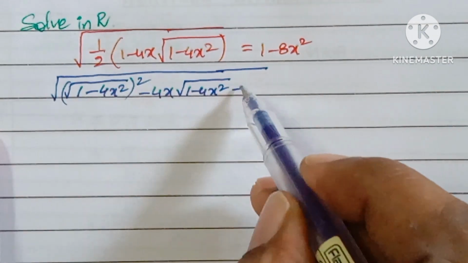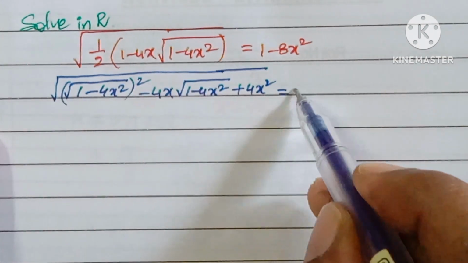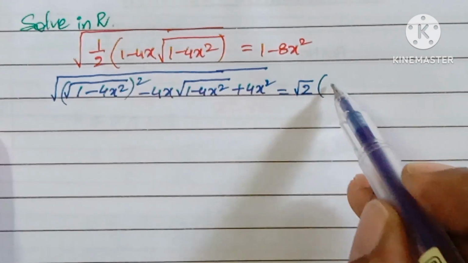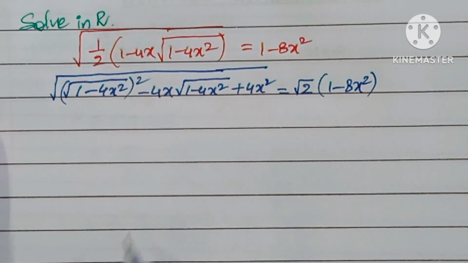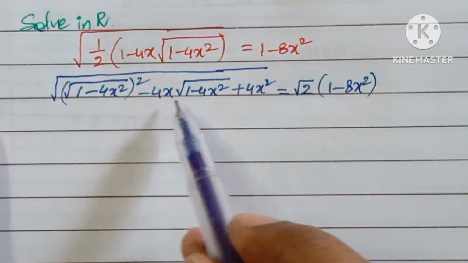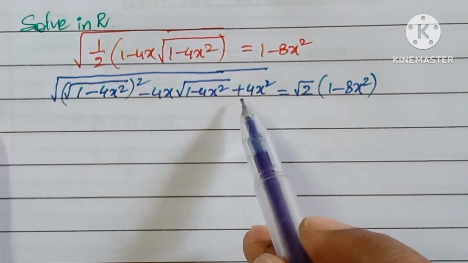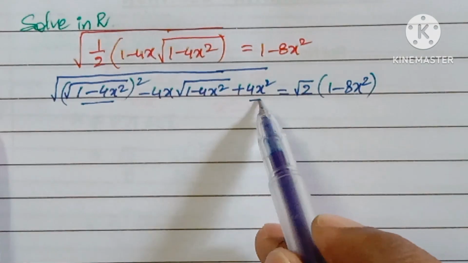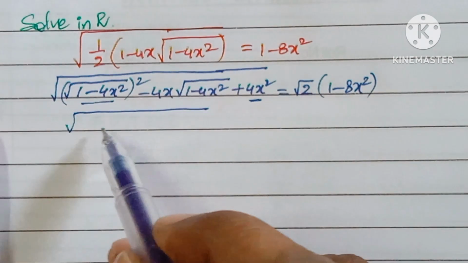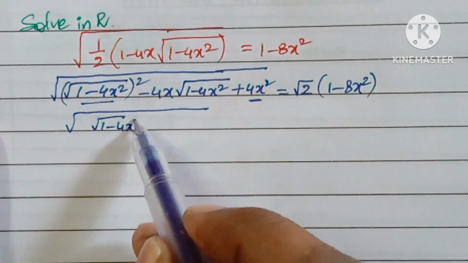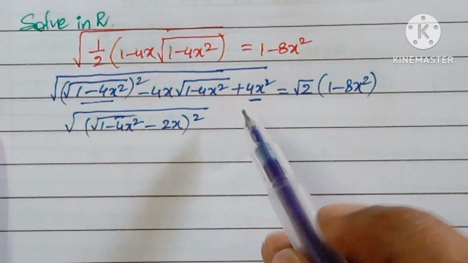Here I have added 4x square and subtracted 4x square; adding and subtracting 4x square, the value won't change. Root 2 into (1 minus 8x square), root 2 is taken to that side. Now it is in the form of a square minus 2ab plus b square. This is the a value and this 2x is the b value. So here you'll get root of (1 minus 4x square) minus 2x whole square, a minus b whole square.